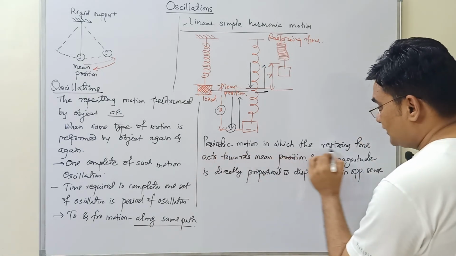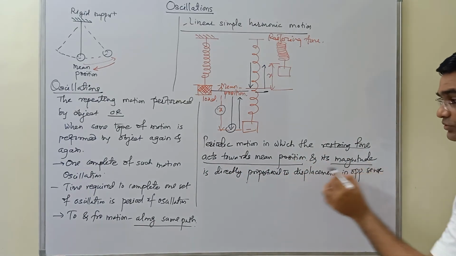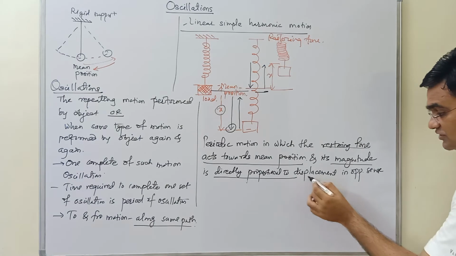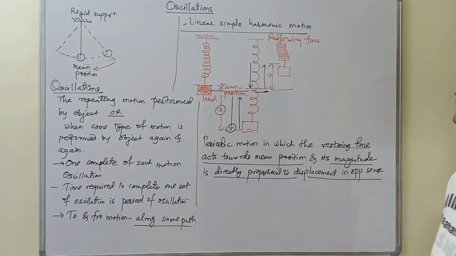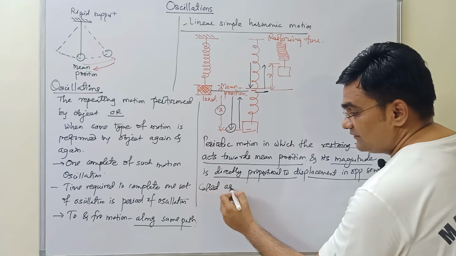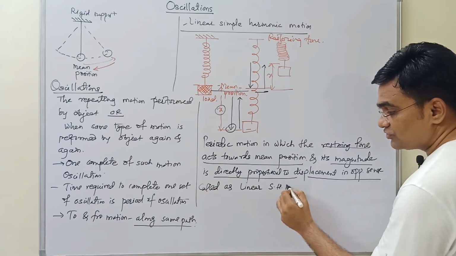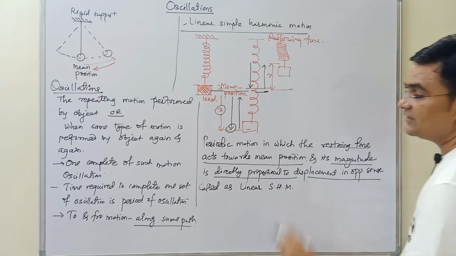Therefore, the periodic motion in which the restoring force always acts towards the mean position and its magnitude is directly proportional to the displacement in the opposite direction is called linear simple harmonic motion. You can write it in short as linear SHM.